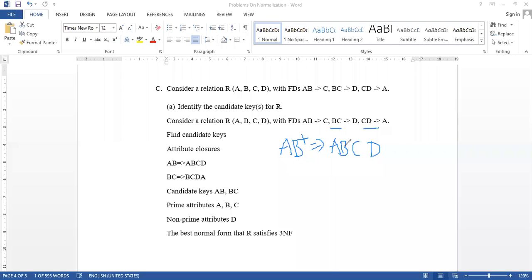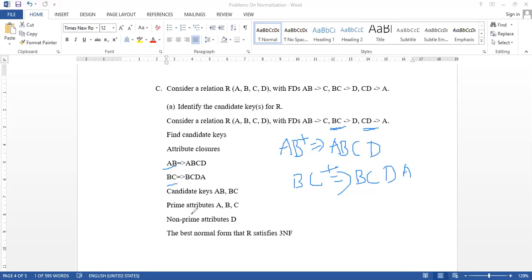Now see here, then BC. Find BC closure also. So what is the BC closure? From this FD, find BC closure. It will give BC. Then it is giving D also. Then from this FD, CD gives A also. So it is determining all the attributes, right? So what are the candidate keys? A, B, and BC are the candidate keys.